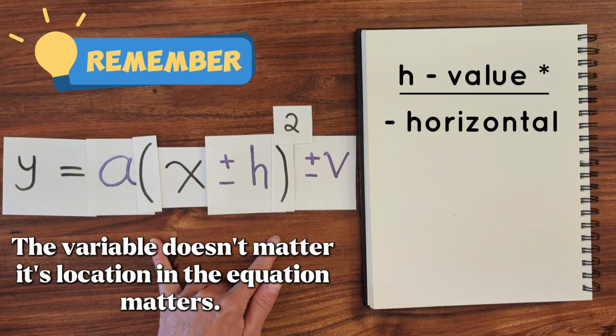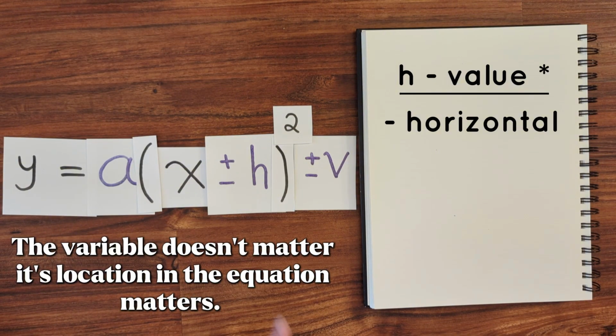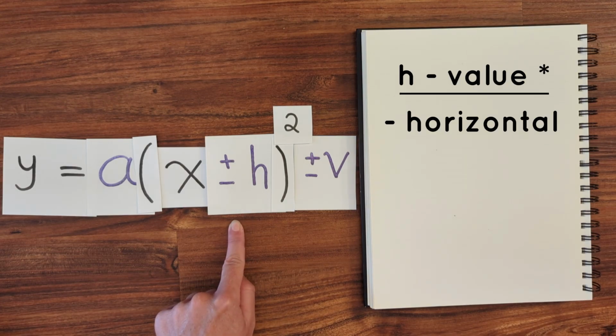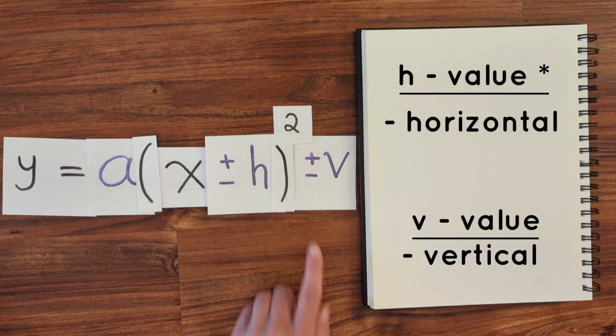H is inside of the brackets with x. H is also affected by that squared. So H is the horizontal shift, left to right, and we're going to come back to this because H has an extra rule. V stands for vertical. V is the vertical shift, so V will move the parabola up or down.